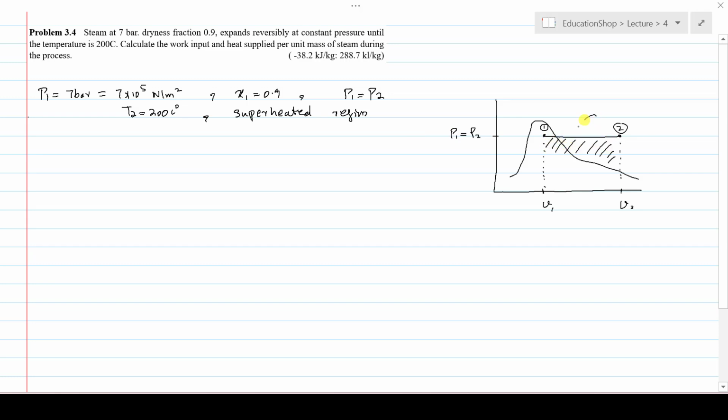During this process, heat is supplied to the steam. We need to calculate that. So what is our requirement? It is to find the work done by the steam, because expansion is taking place, and the heat that is supplied during this process. Now let's come to its solution.